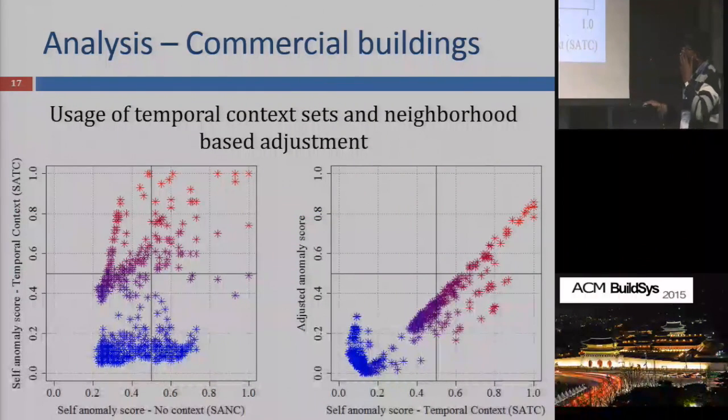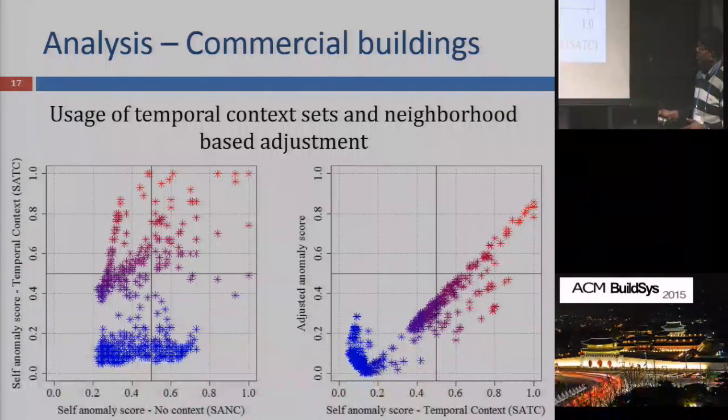The interesting thing is really to identify to what extent this temporal context and this neighborhood adjustment are helping the algorithm improve accuracy. So this is the plot of self-anomaly score without context and using the temporal context. This spread in the plot indicates how much this temporal context information is useful, either to increase or decrease the accuracy for some slots.